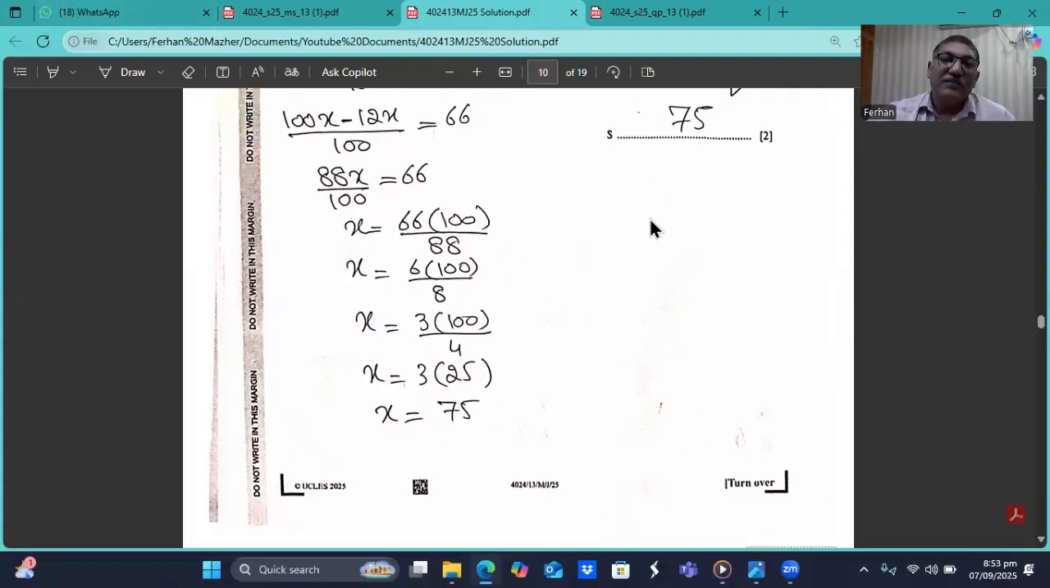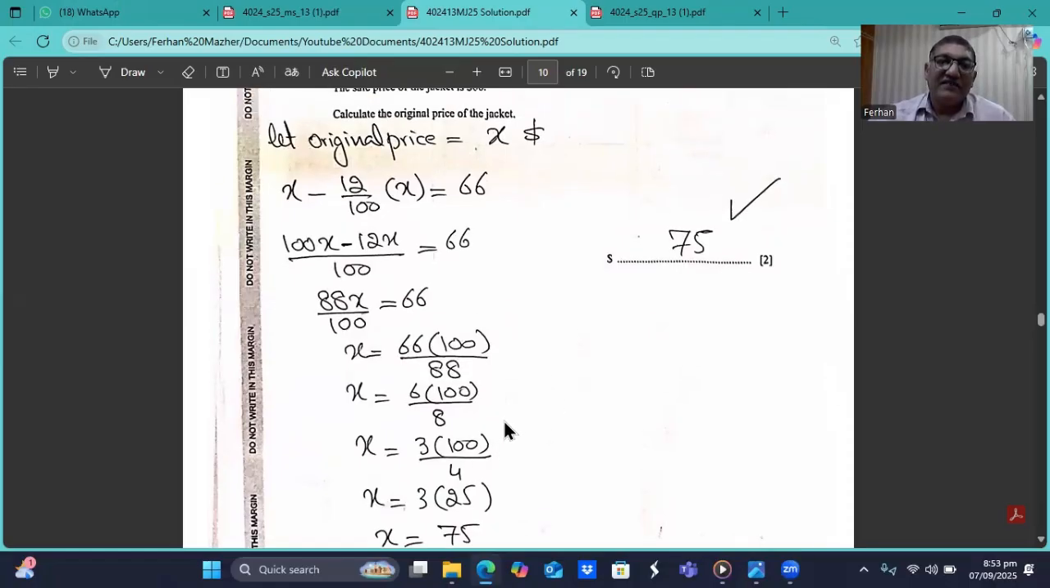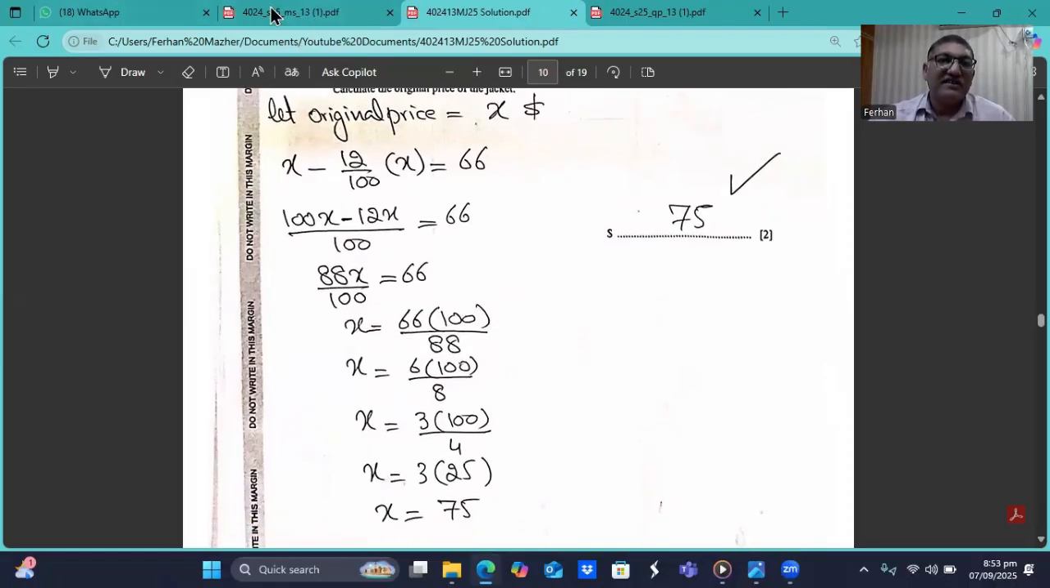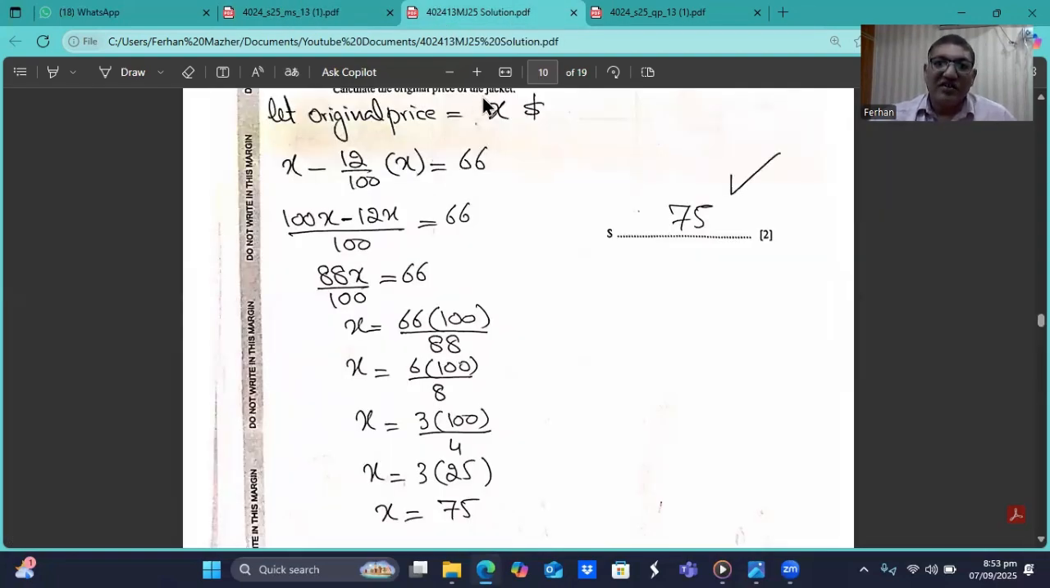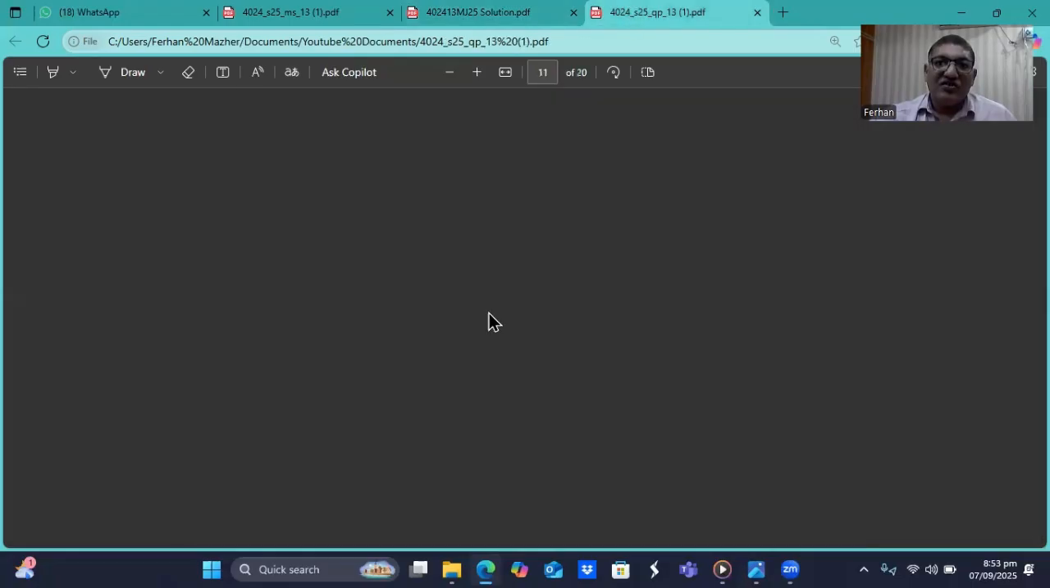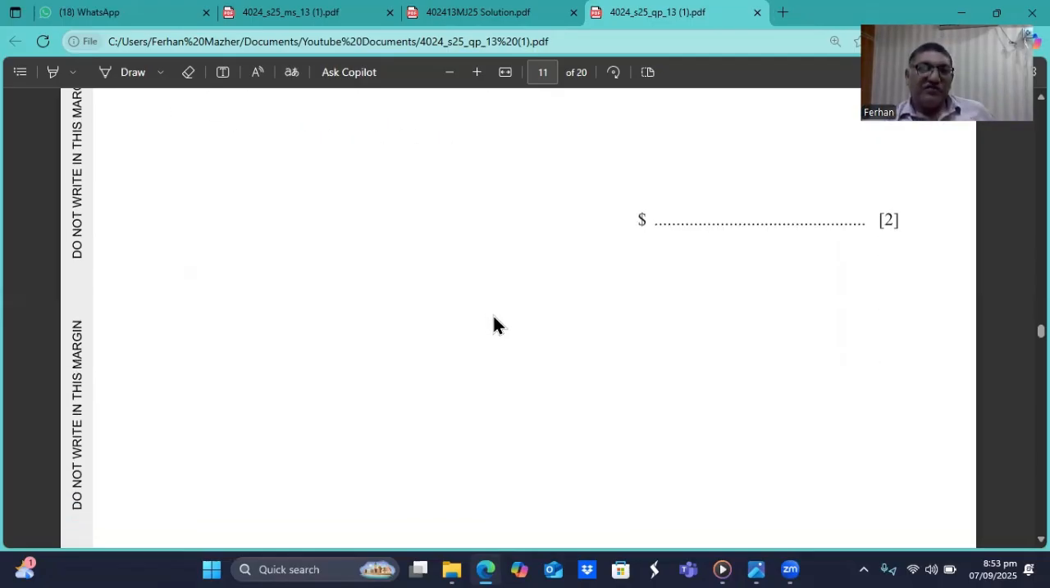So the original price of that jacket is $75. So this is how this is solved. Reverse percentage. This topic is called the reverse percentage. So every year in all the Cambridge papers, they give you a question on reverse percentage, where the sale price is given and the original price we have to find. Okay, it's a 2 marks question, sir.